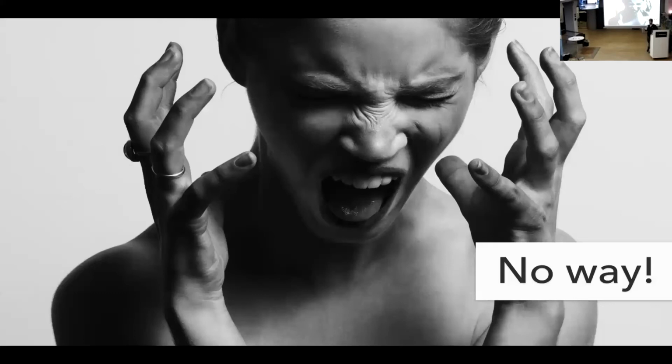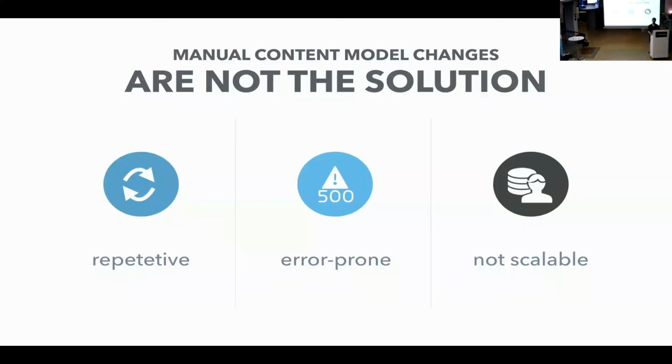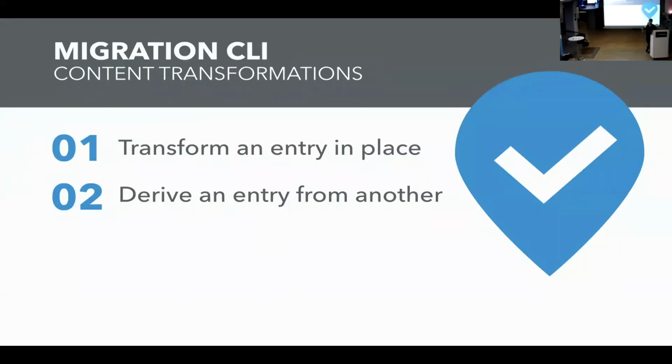So manual content update changes are really not the solution when you want to scale and when you want your content to evolve over time. They're repetitive, error-prone, and not scalable. Which brings me to the second part of the Contentful migration CLI, which is content transformations.